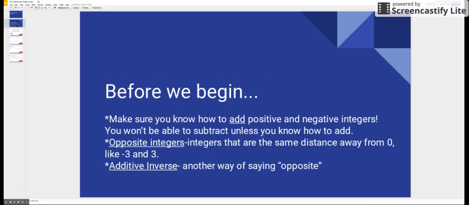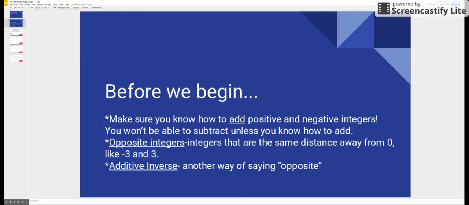Before we begin, I just want to make sure that you know how to add positive and negative integers. You won't be able to subtract unless you know how to add. So first, make sure that you know how to add before continuing to watch this video.